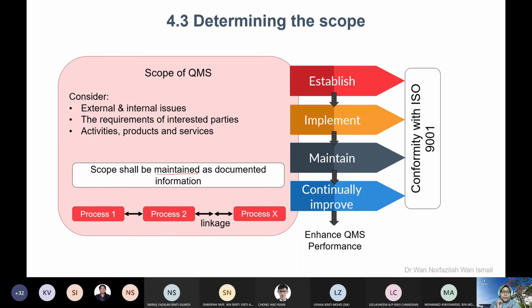If retain documented information, it refers to records. You cannot do any editing on those records. For example, lab report. The results of your experiments you put in the lab report, that one is a record. You cannot do any editing on the lab report. But for scope 4.3, you need to determine the scope of your lab. The scope shall be maintained as documented information means that you can do updates on your scope.